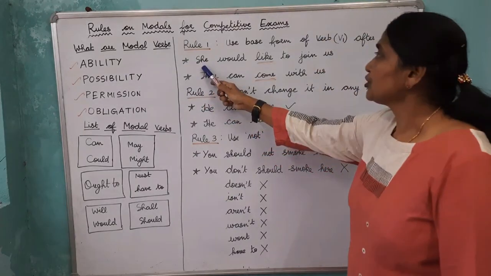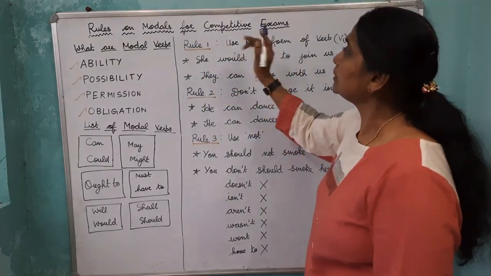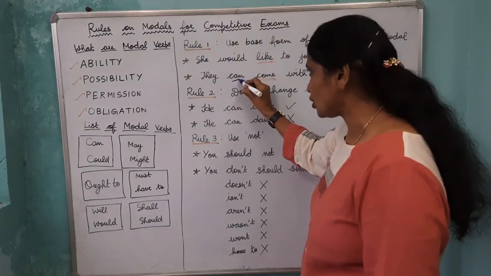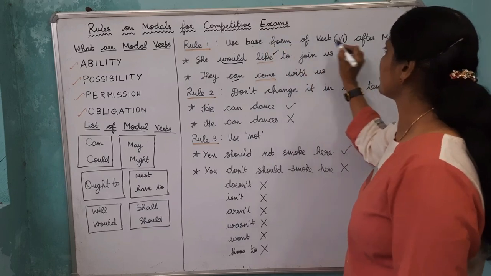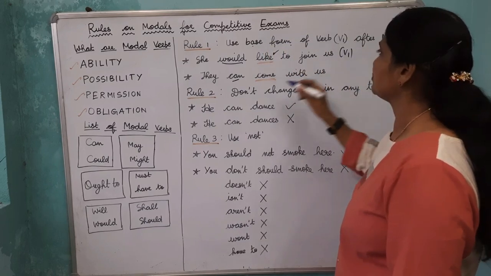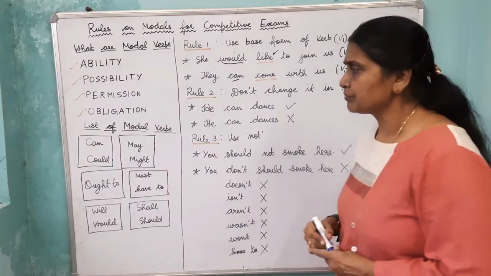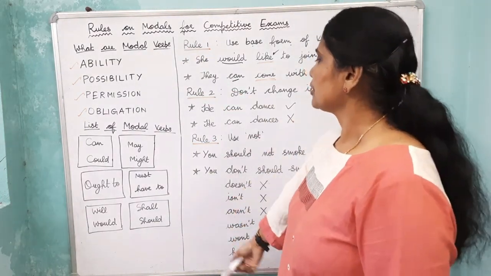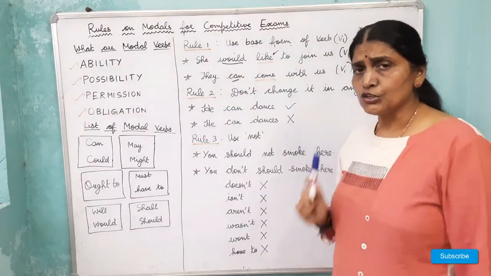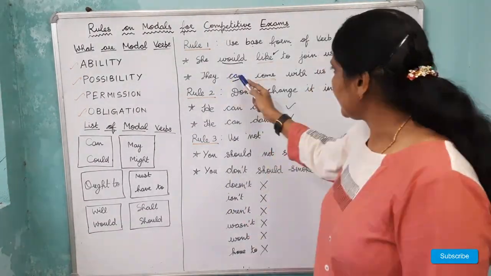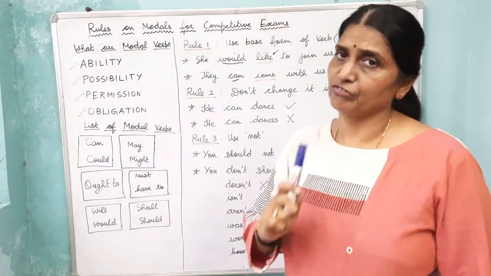For example, she would like to join us. Here, would is a modal verb, like is the base form of the verb, or this is V1, and join is again V1. This is the base form of the verb. You take any other verb, for example, you should do that, you should buy a pen. So you are using only the base form or the V1 of the verb.